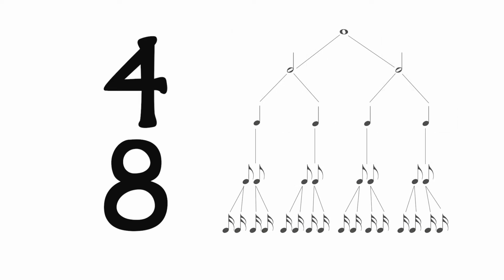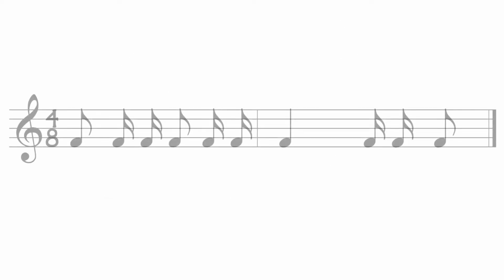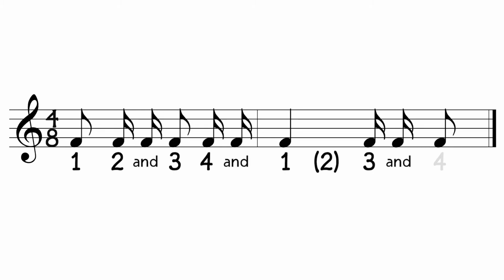So if we use this time signature, we will have 4 eighth notes in one measure. Because the eighth note receives the beat, the 16th note will now receive a half a beat, and the quarter note will receive 2 beats. So this is how you would count this set of rhythms. 1, 2, and 3, 4, and 1, 2, 3, and 4.